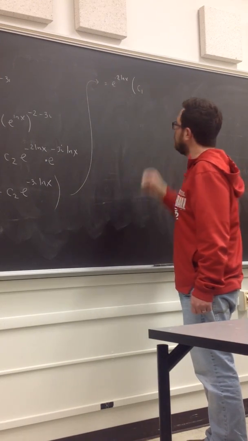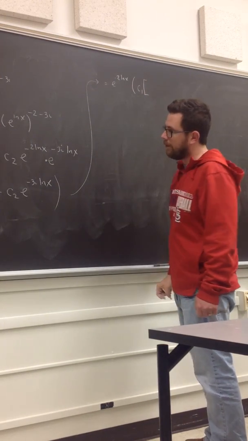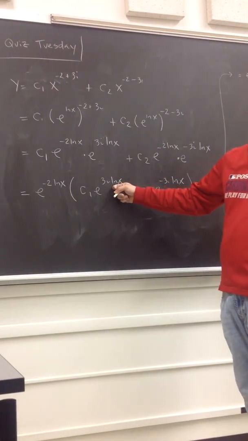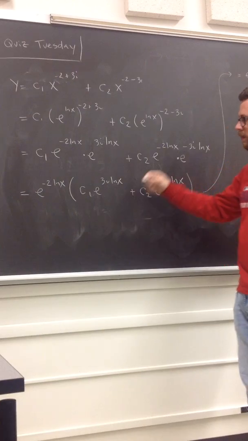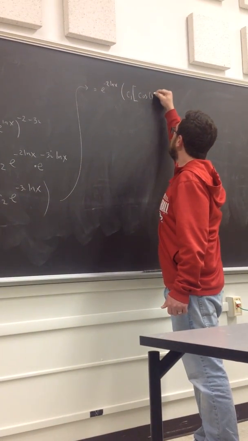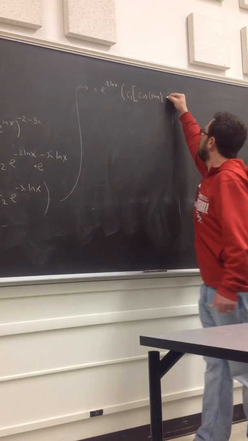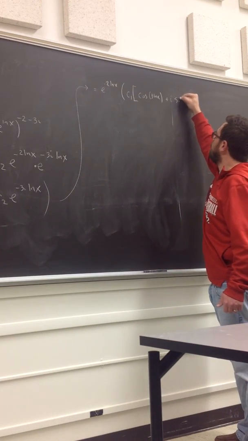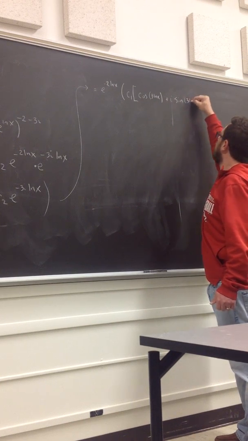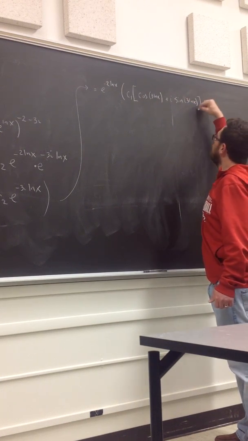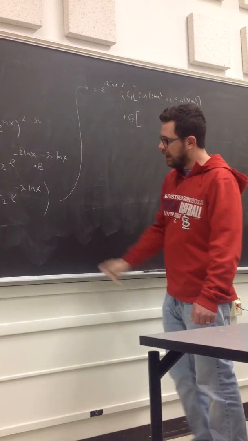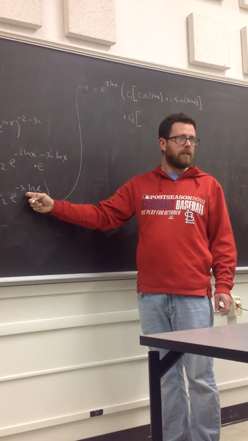Okay, so let's use Euler's formula. Recognizing that this is 3 log x in the formula, then this is cosine 3 log x plus i sine 3 log x. Okay, and then second, here theta in the formula is minus 3 log x.